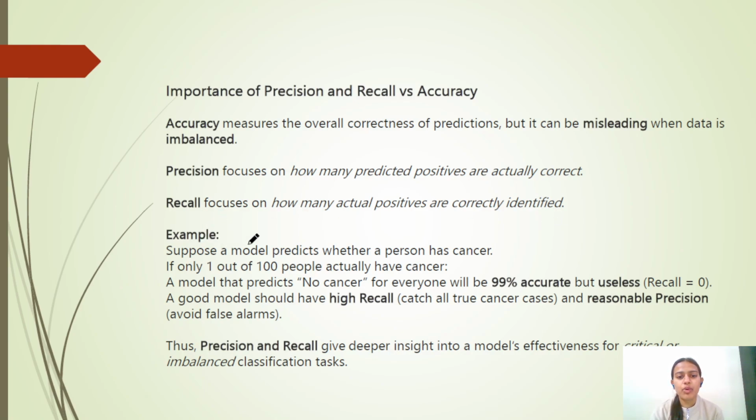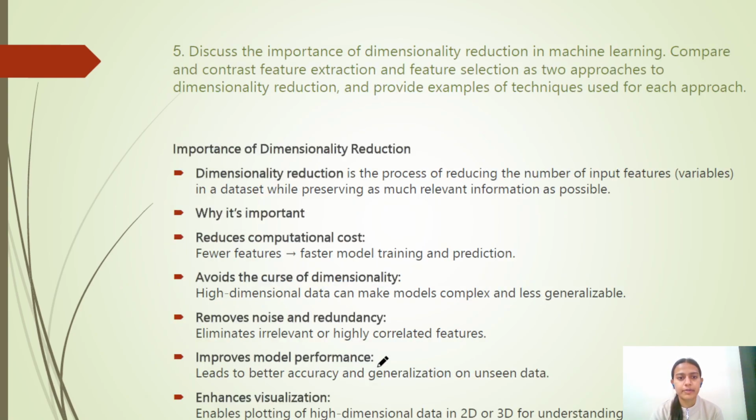For example, suppose a model predicts whether a person has cancer. If only 1 out of 100 people actually has cancer, a model that predicts no cancer for everyone will be 99% accurate but useless because recall is zero. A good model should have high recall, meaning catch all true cancer cases, and reasonable precision, meaning avoid false alarms. Thus, precision and recall give deeper insight into a model's effectiveness for critical or imbalanced classification tasks.